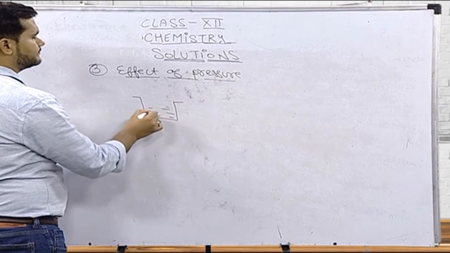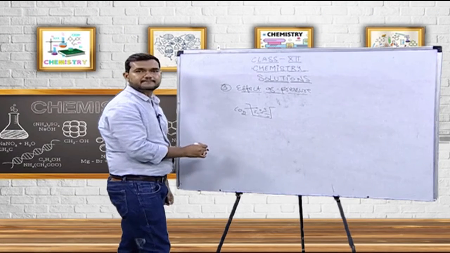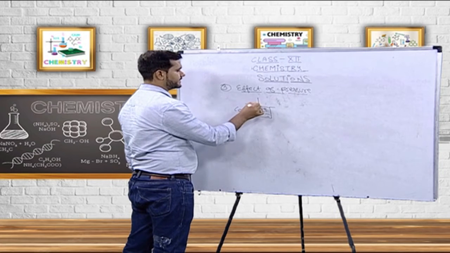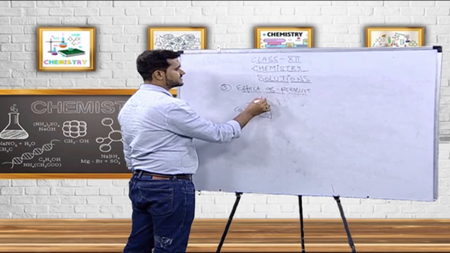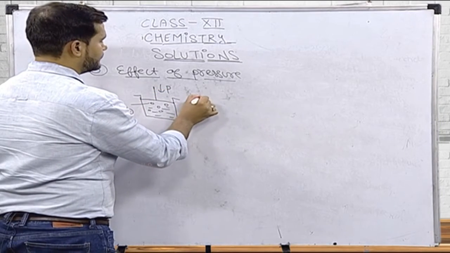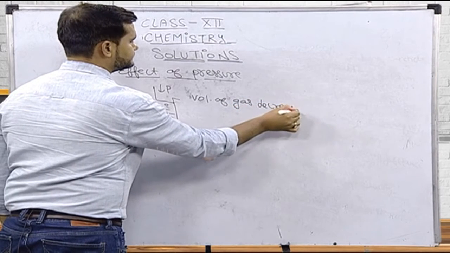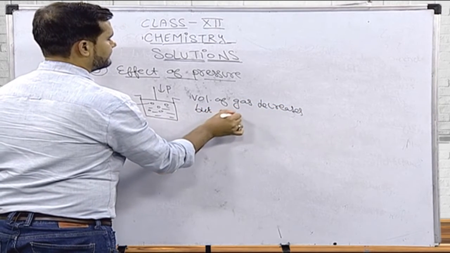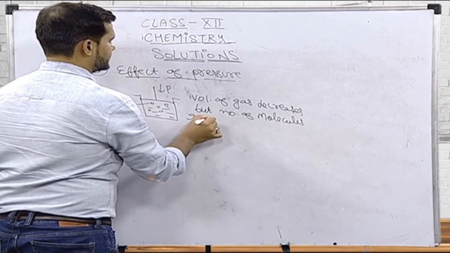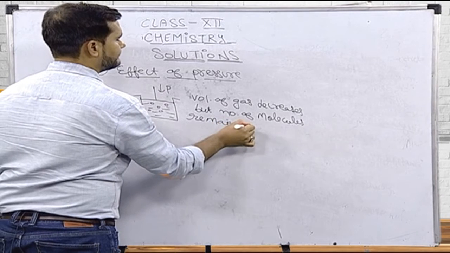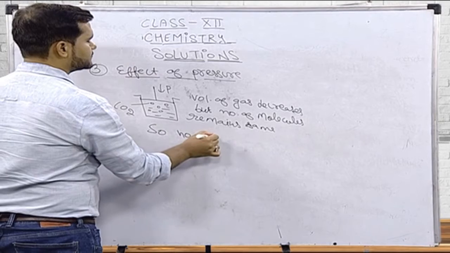Suppose there is a liquid and a gas, suppose carbon dioxide gas dissolved in it. If we apply pressure with the help of a piston and we increase pressure, what will happen? The volume of gas decreases, but the number of molecules remains the same. So the number of molecules per unit volume increases.